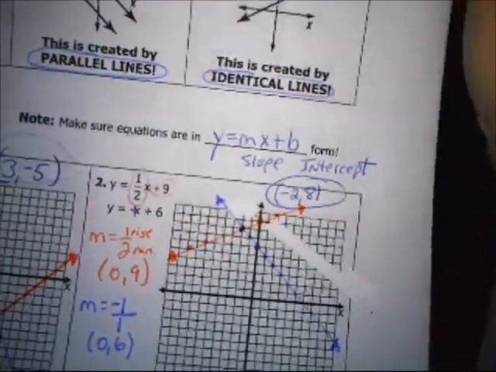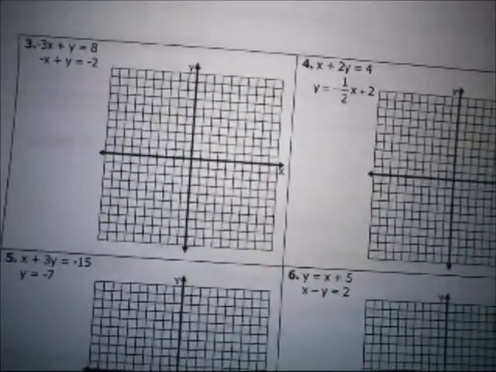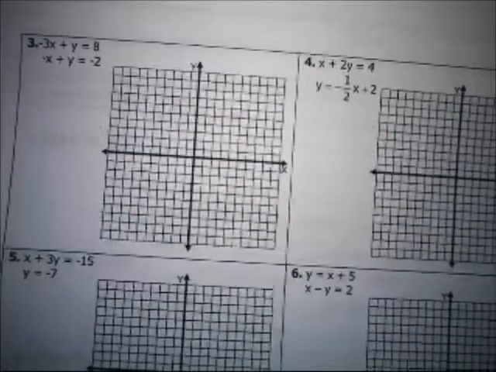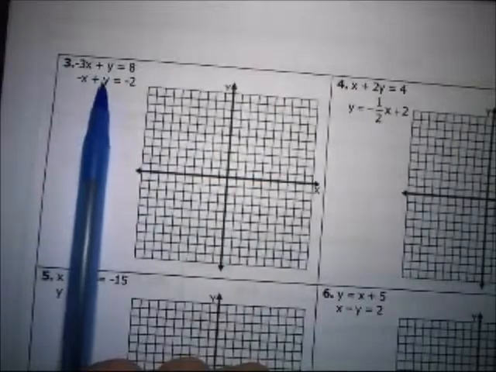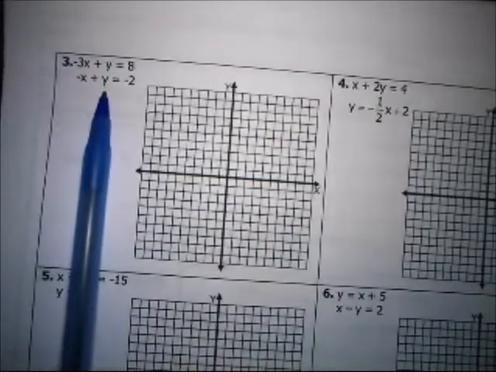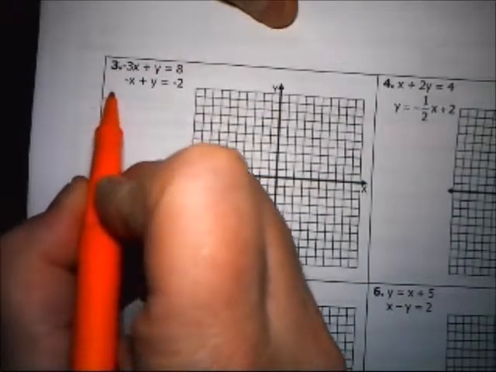Okay, sorry about that. Alright, on the back of your page, we have a couple more examples. But these are not necessarily written in a nice, neat order. If I look at number 3, this is not written in slope-intercept form, so I've got a little bit of work to do first.